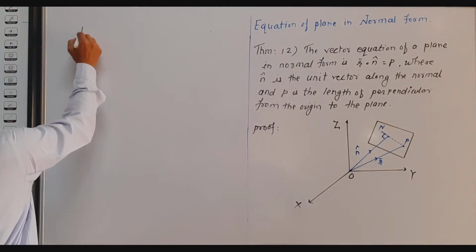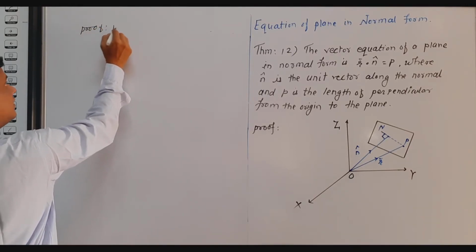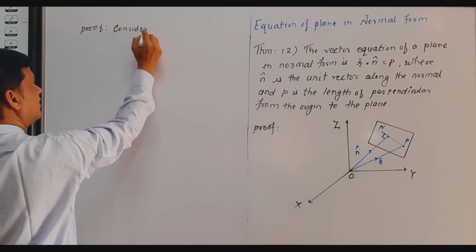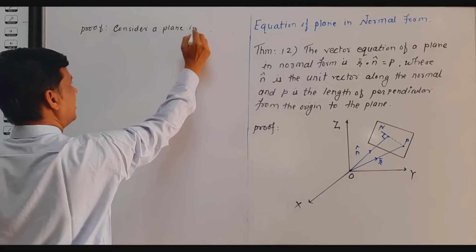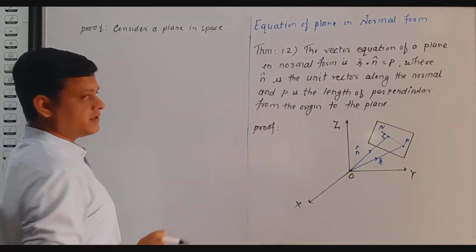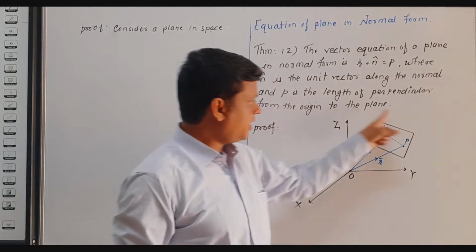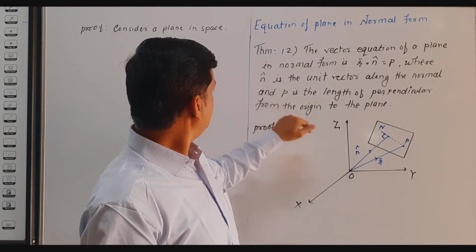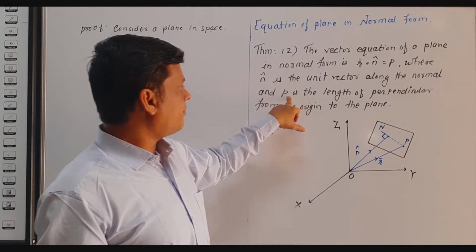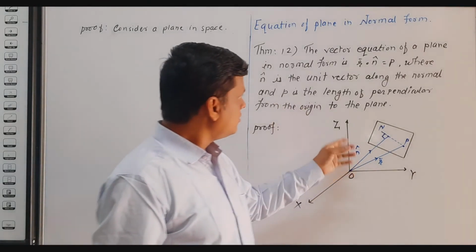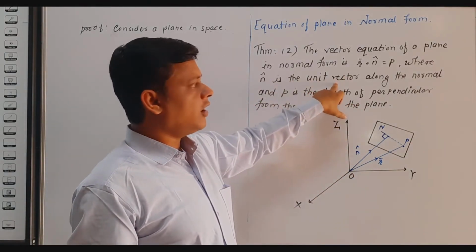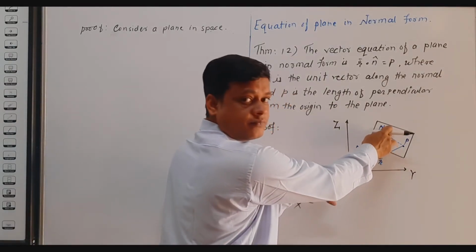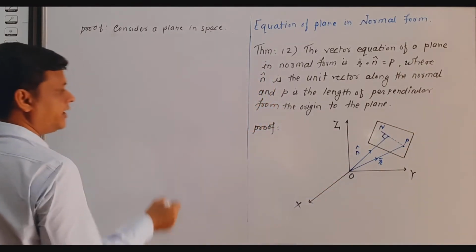That means we have to write in the proof: consider a plane in space, that means in the 3 coordinate system. Now see the next point. p is the length of the perpendicular from the origin, and this n cap is the unit vector along the normal. So we draw a perpendicular ON on this plane at point N.